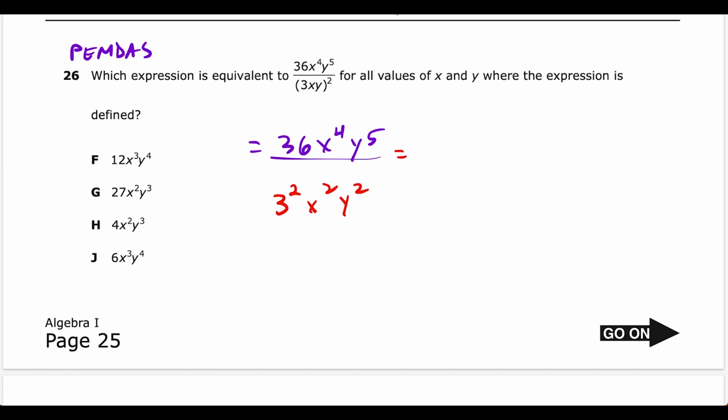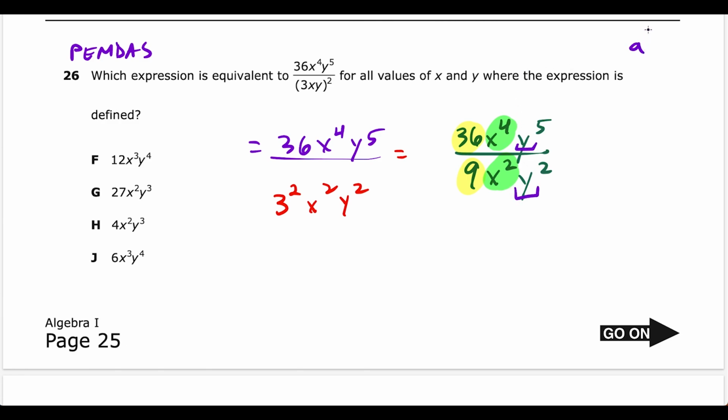And then if we simplify it a little bit, we're going to have 36x to the 4, y to the 5, divided by 3 squared is 9, and then we have x squared, y squared like this. So now we should be thinking about putting the terms that belong together. The constants belong together, and then the x terms belong together. And then the last terms that belong together would be the y terms. So we want to think of those together.